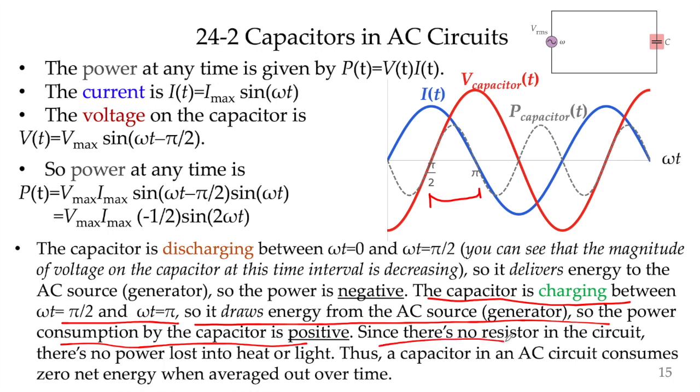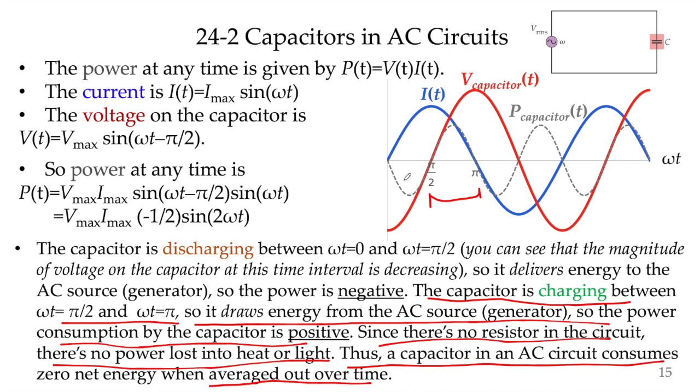Since there's no resistor in the circuit, there's no power lost into heat or light. There's no light bulb in the circuit. It's not wasting the energy into heat or light. It's just a capacitor. Thus, a capacitor in an AC circuit consumes zero net energy when averaged out over time. This is important: when averaged out over time.